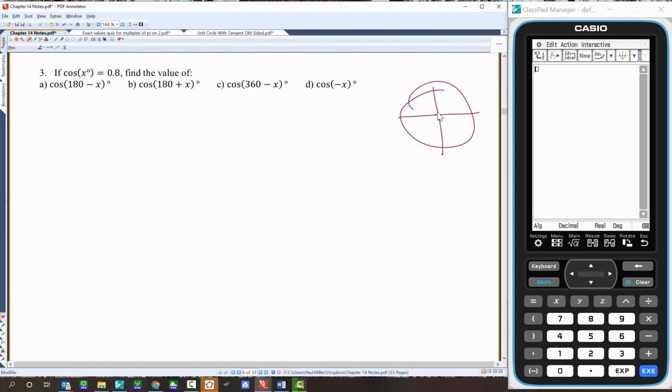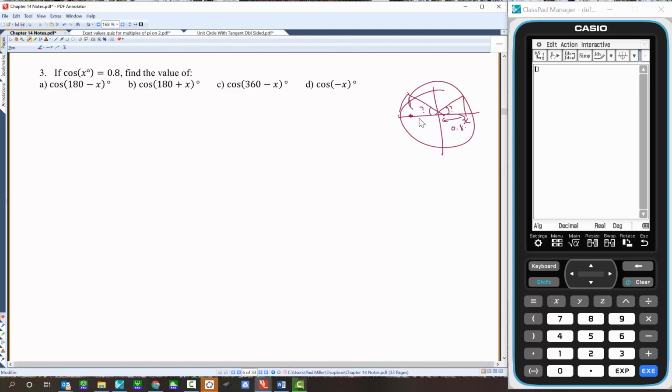Cosine is the x value. Okay, so that's that value there. And they're saying that the distance from there to there is 0.8. Okay, that's what the cosine of an angle is, 0.8. Okay, so they want us to start at 180 and head back this amount here, whatever that is. We're going to head back there. Okay, and what we want is the cosine. We want the value at that point there.